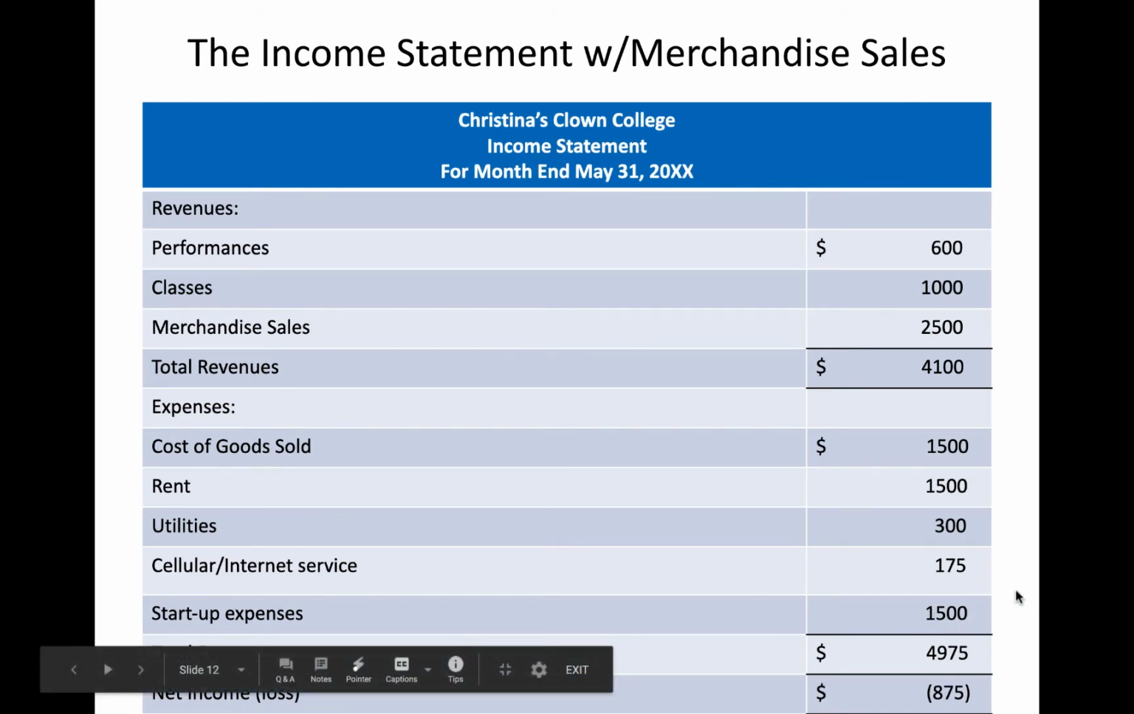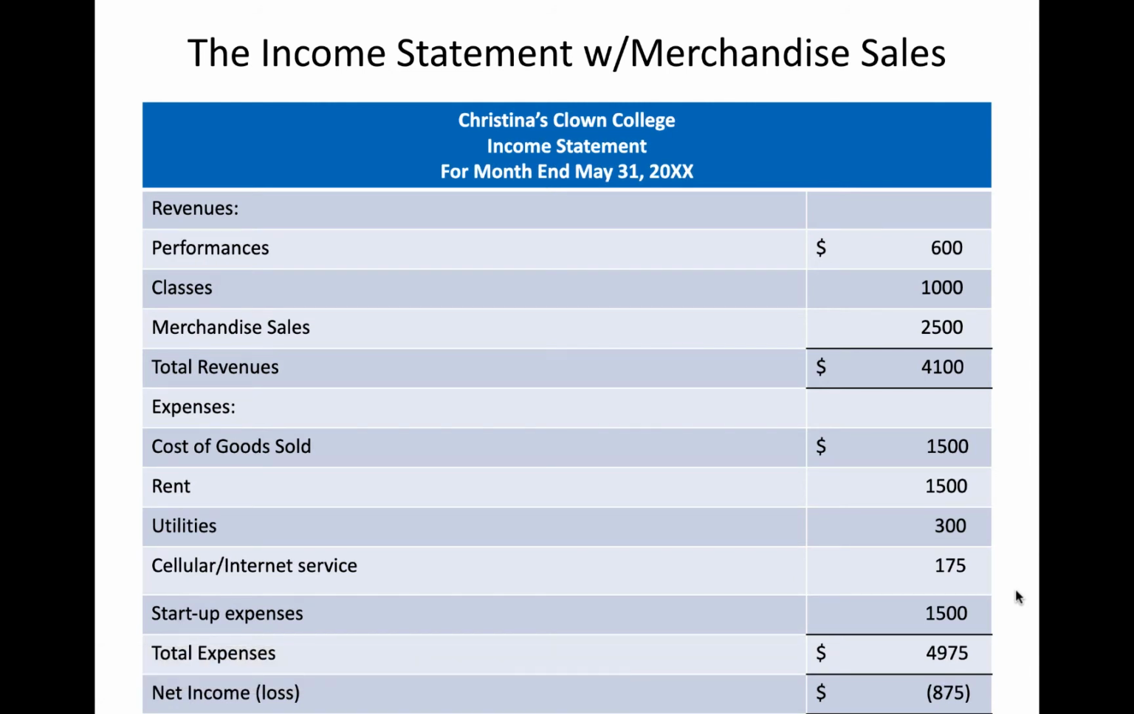So I had $4,100 in revenues and I had $4,975 in expenses, which means that I actually had what we refer to as a net loss, which meant I lost money this month. I lost $875. If you're losing money, it is always depicted either with a red number or with parentheses. You don't use the minus sign with accounting. And so if it's in parentheses, we know that that is a loss.